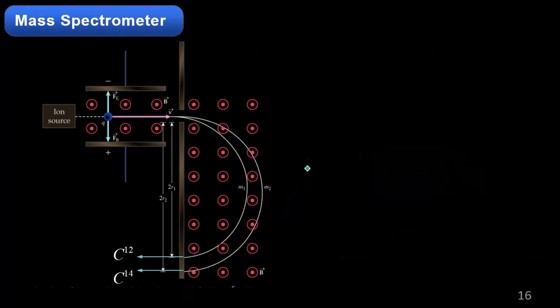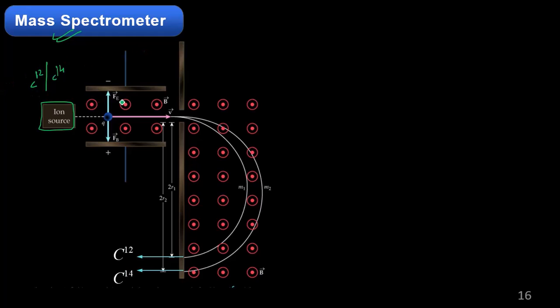Now, one of the applications of this instrument is the mass spectrometer. What is a spectrometer? A spectrometer is a device used to separate the two parts. Let us say we have an ion source, and inside the ion source we have a mixture of C12 and C14. Carbon 12 and carbon 14 are in a mixture, and now you want to separate them. In order to separate that, you have to go for an instrument known as a spectrometer.